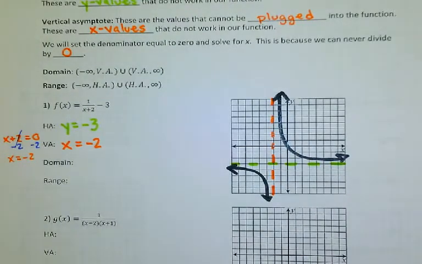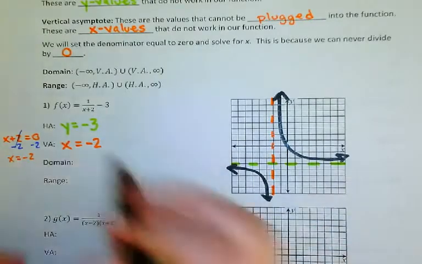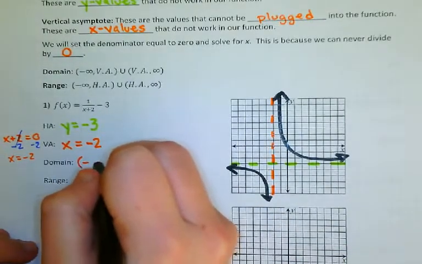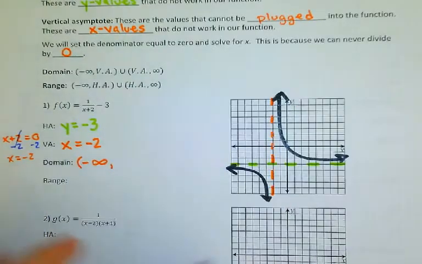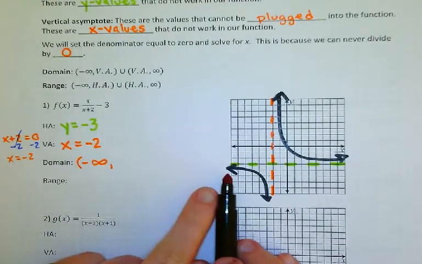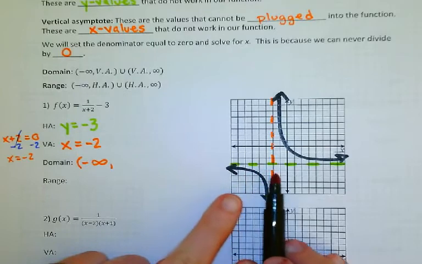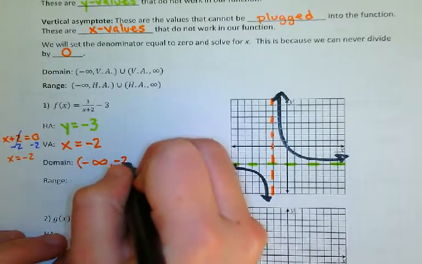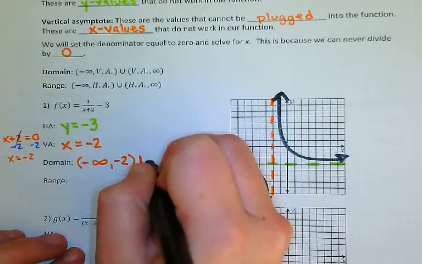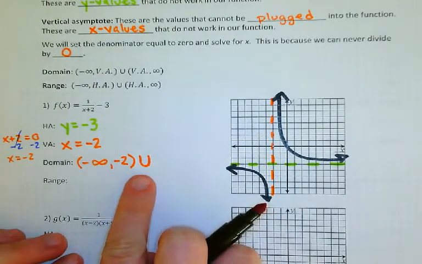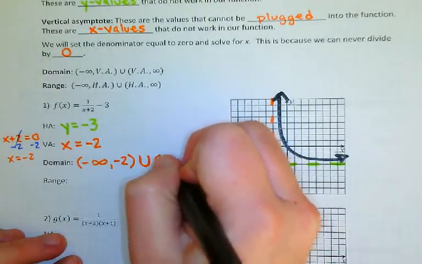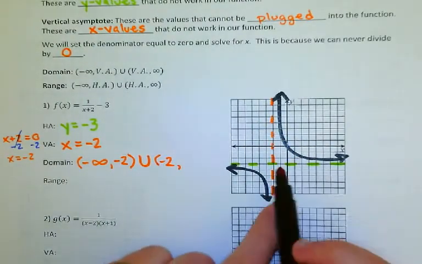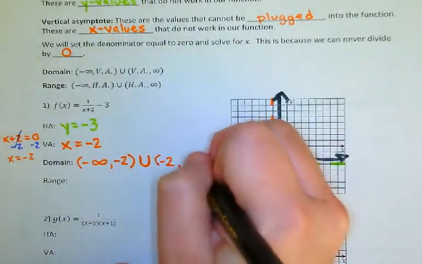So for our domain, what's the farthest left our graph can go? -infinity. Then, as we come back over to the right, is there any place where we stop or swerve? Right here at this orange line, which was our x equals -2. So we go to -2, and then we have to hop around that -2, and we start back up again. And after the -2, then we can keep on going to infinity.